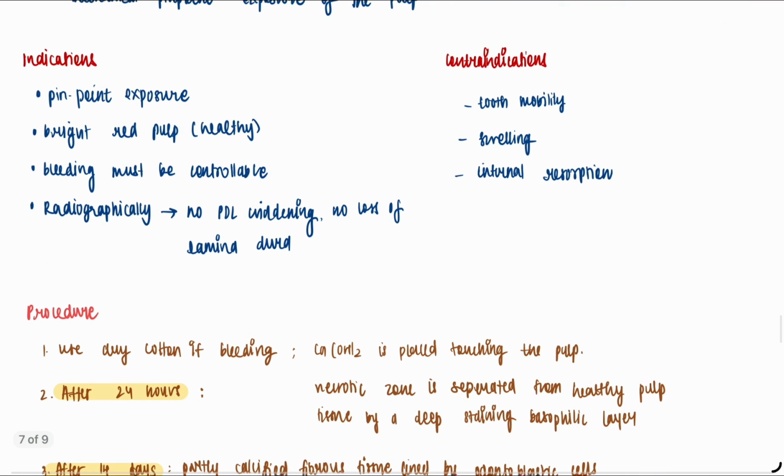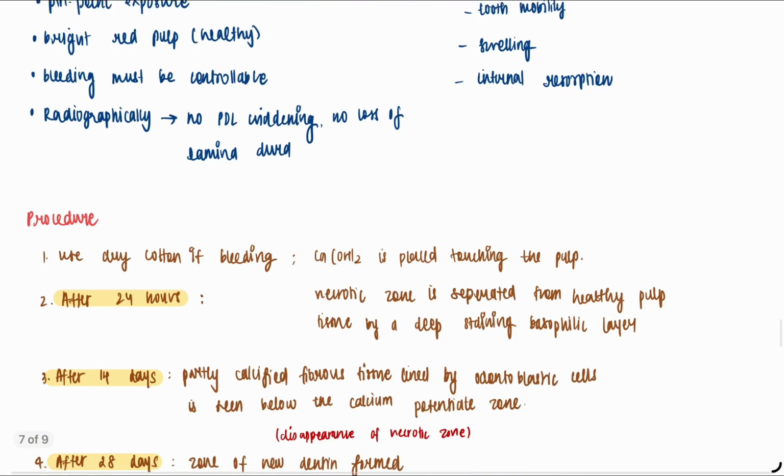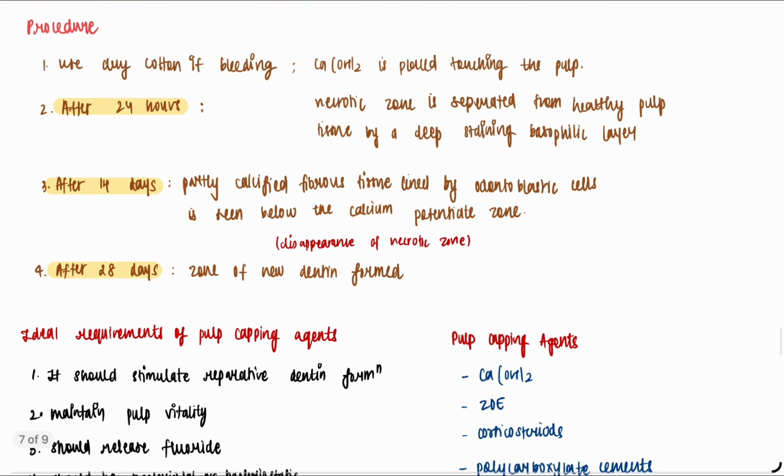What are the indications? Pinpoint exposure, bright red pulp, which means that the pulp is healthy. Bleeding must be controllable, and radiographically no PDL widening, no loss of lamina dura. Contraindications: where do we not do direct pulp capping? When the tooth is mobile, when swelling is present, or when internal resorption is present. What is the procedure? You use dry cotton if bleeding is present and calcium hydroxide is placed touching the pulp.